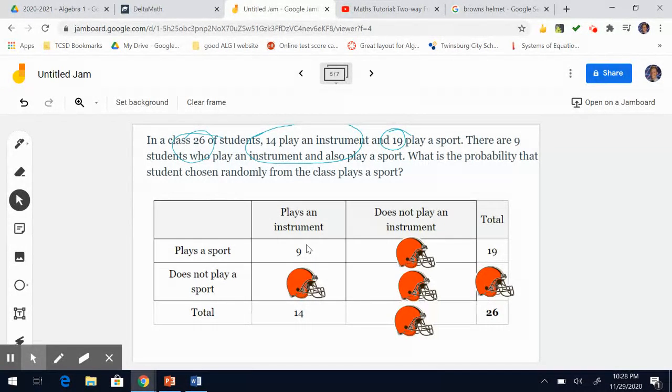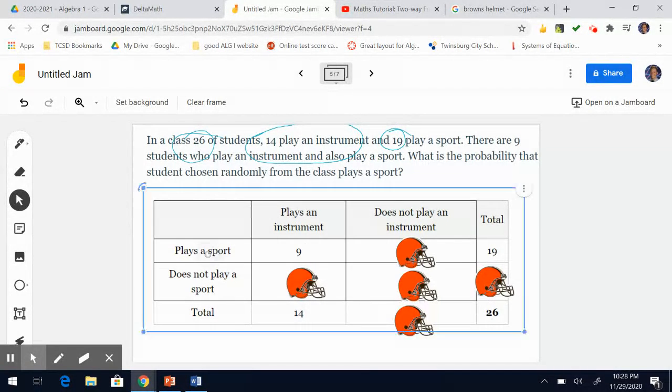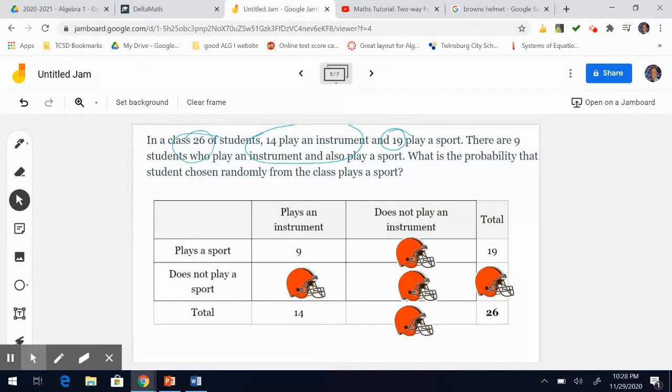Again, I didn't really go over setting up the table. So again, plays a sport, plays an instrument, does not play a sport. Obviously, those are the two things that we're comparing. Sports, not sports, plays an instrument, does not play an instrument. So you can see how we're setting up our table. Hopefully, I skipped that step real quick. So where do you want to go? You want to just start with plays a sport? Let's just go with this box.